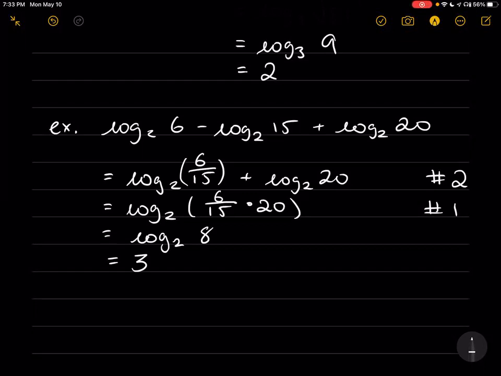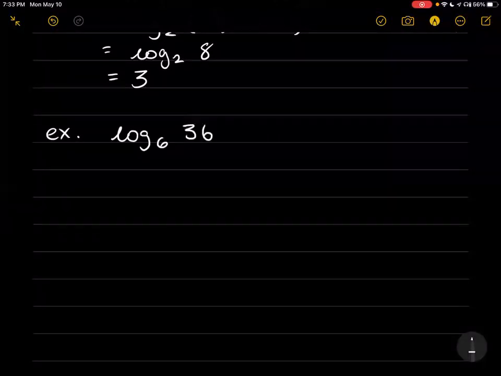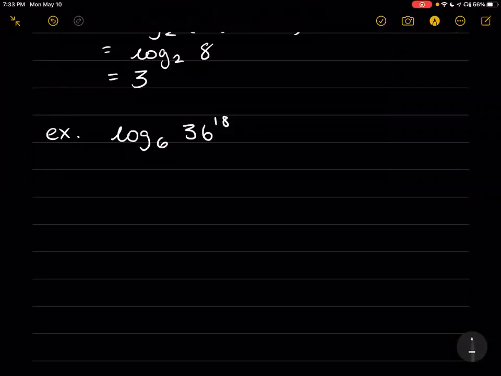Maybe let's look at just one more example, just for kicks and giggles. We wanted to do log base 6 of 36 to the 18th power, for example. We can drop that exponent down and we get 18 times log base 6 of 36. So log base 6 of 36, 36 is 6 times 6, it's 6 squared. So that is going to be 2. So we get 18 times 2. And then 18 times 6 again.